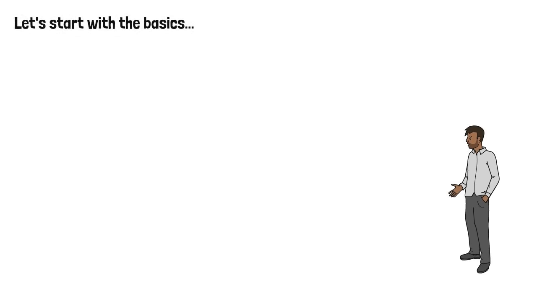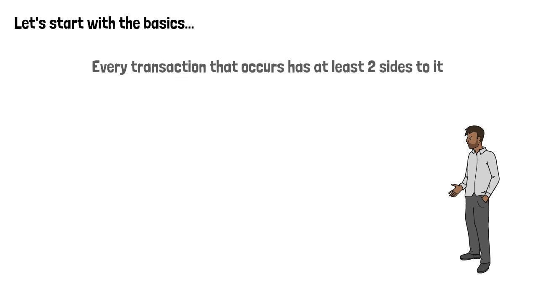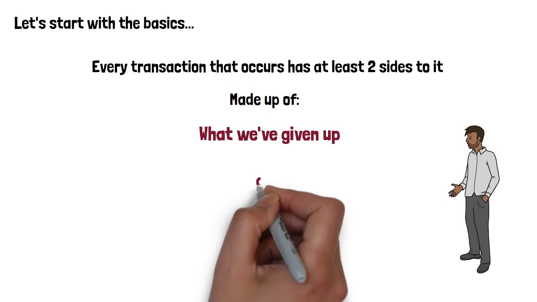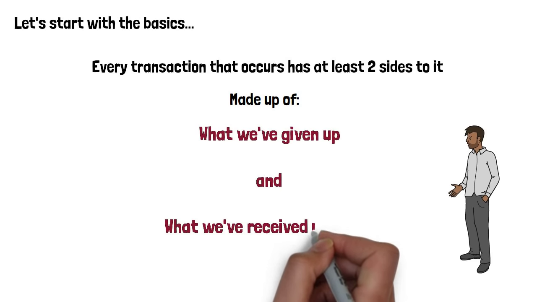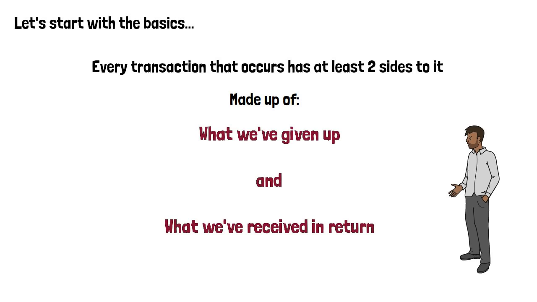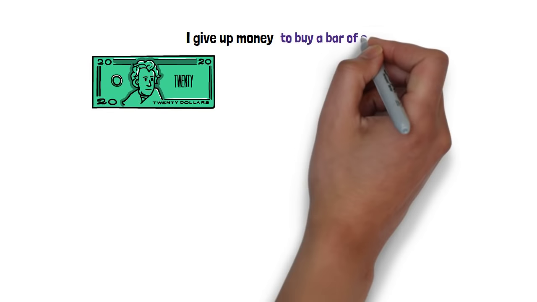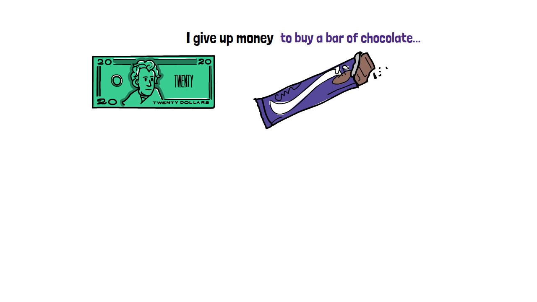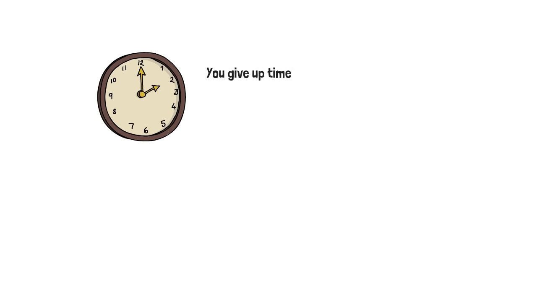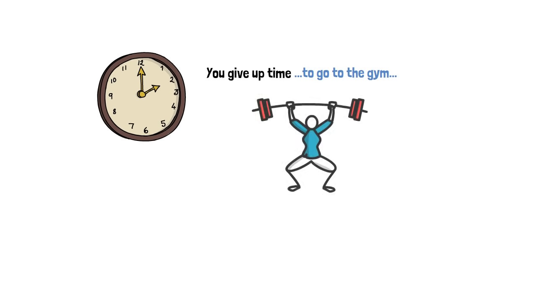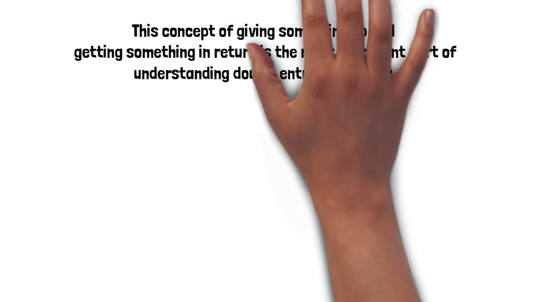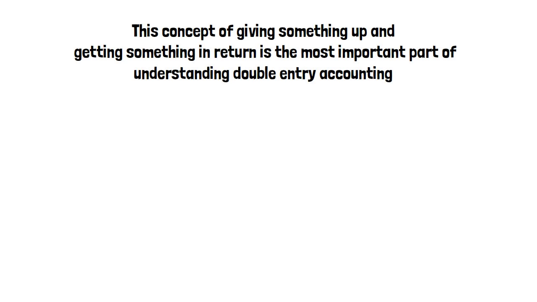So let's start with the basics. Every transaction that occurs has at least two sides to it, and these are made up of what we've given up and what we have received in return. For example, I give up money to buy a chocolate bar, or you give up time to go to the gym. So this concept, this idea of giving something up and getting something in return, is the most important part of understanding double entry accounting.